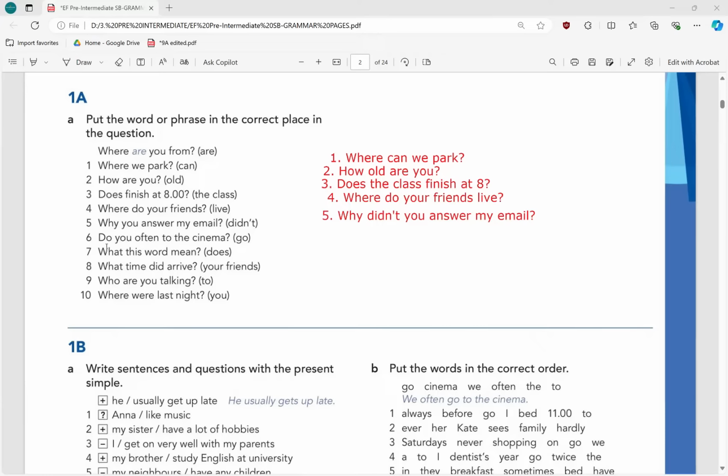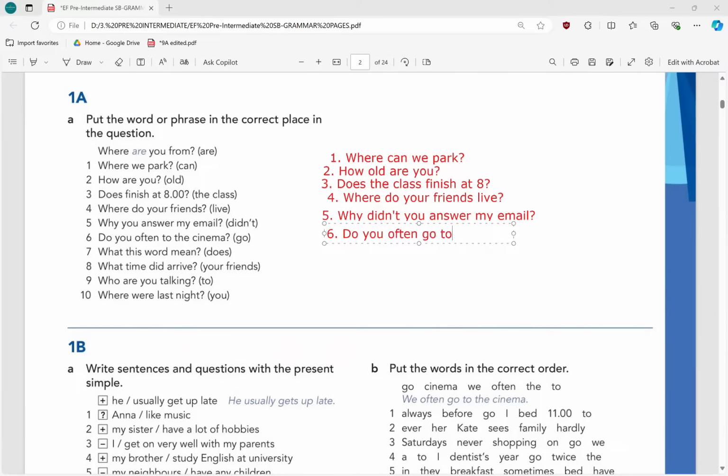Number 6, do you often to the cinema? So go is the infinitive, right? So do you often, so I need to put here after often, go. Do you often go to the cinema? Number 6, do you often go to the cinema? That's it. Do you often go to the cinema?